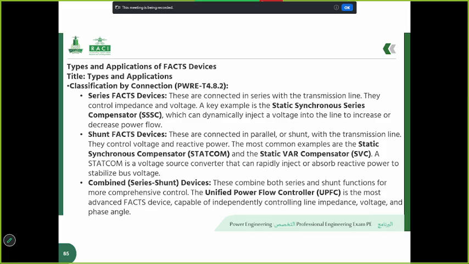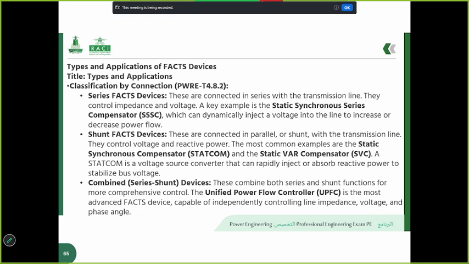The static synchronous series compensator, or SSSC, is also a key example. It uses a voltage source converter to inject a variable voltage, making it highly effective for power flow control and enhancing a transmission line's transfer capability, particularly in long distance corridors.